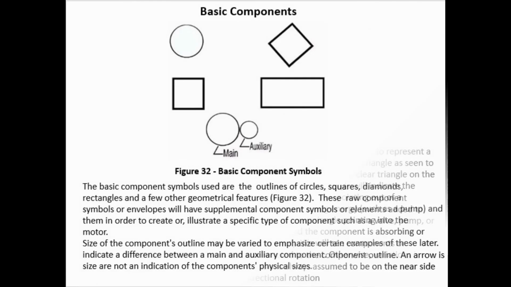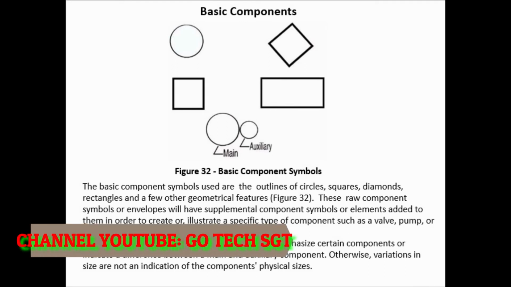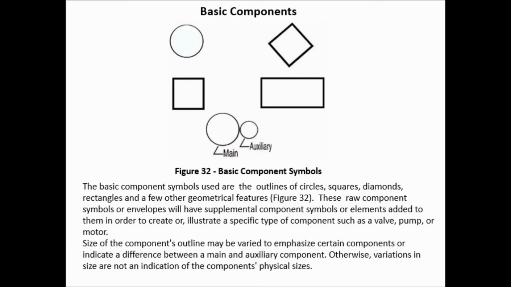Basic components. The basic component symbols used are the outlines of circles, squares, diamonds, rectangles, and a few other geometrical features, Figure 32. These raw component symbols or envelopes will have supplemental component symbols or elements added to them in order to create or illustrate a specific type of component such as a valve, pump, or motor. Size of the component's outline may be varied to emphasize certain components or indicate a difference between a main and auxiliary component. Otherwise, variations in size are not an indication of the component's physical sizes.